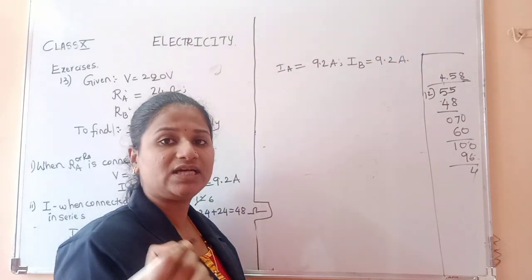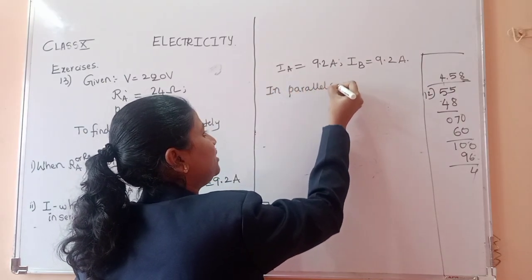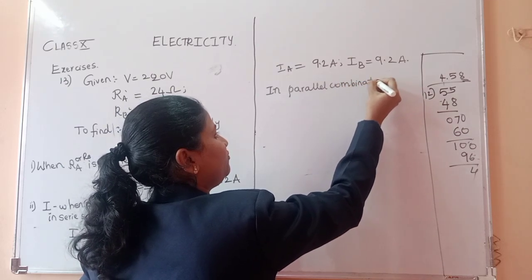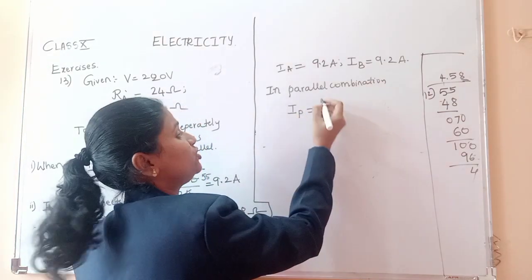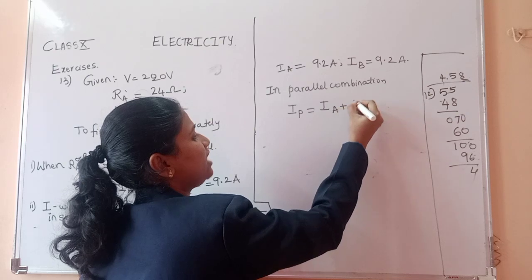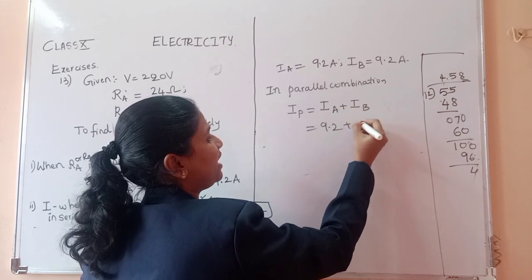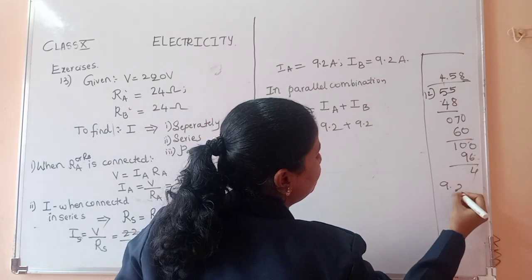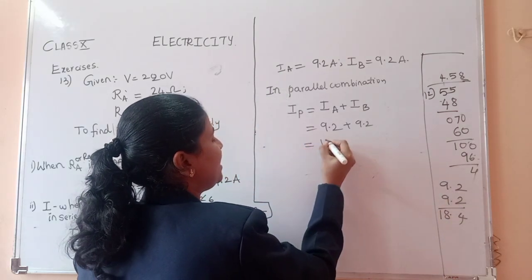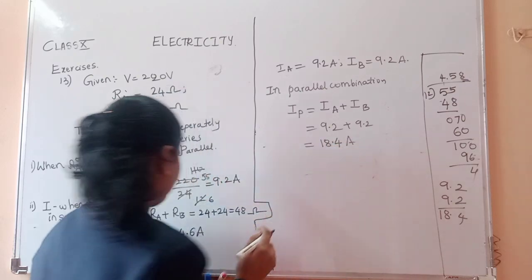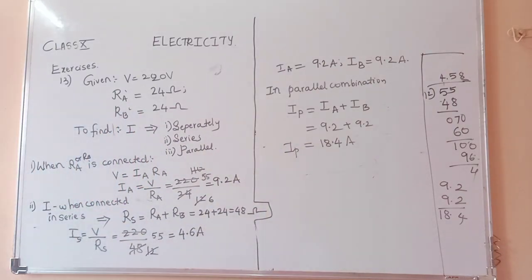So we want the total current in parallel. In the parallel combination, we know that IP, the current in the parallel combination, is equal to I1 plus I2, here IA plus IB. What is IA? 9.2. What is IB? 9.2. So when you add 9.2 plus 9.2, it is 18.4 ampere. 18.4 ampere is the current in the parallel combination.